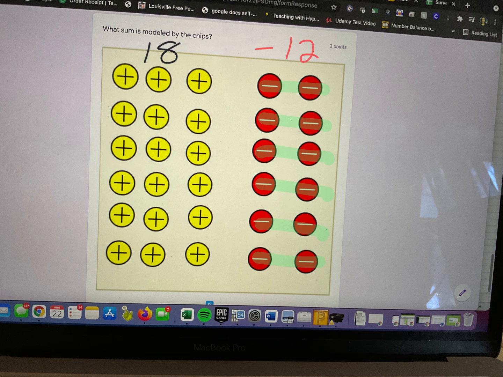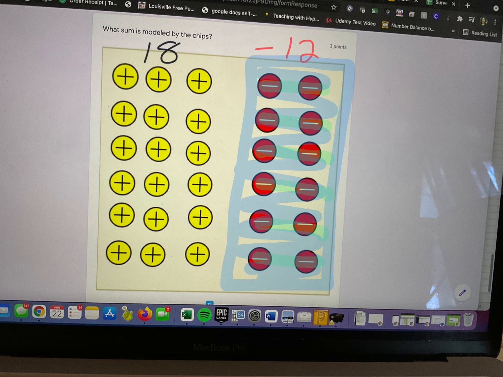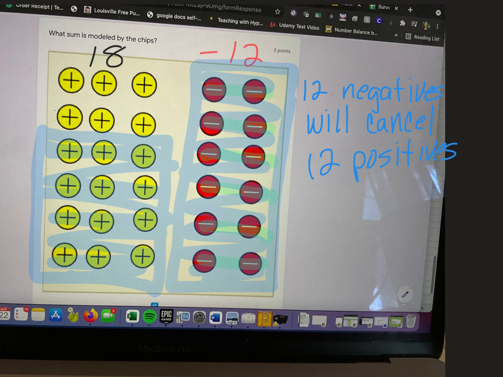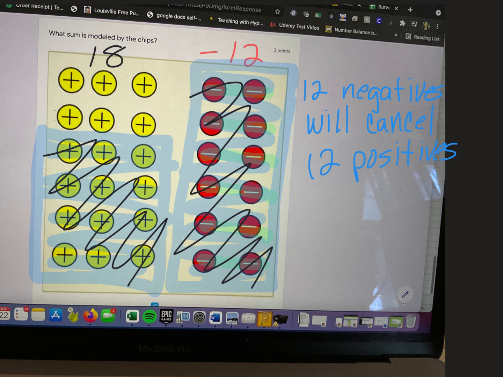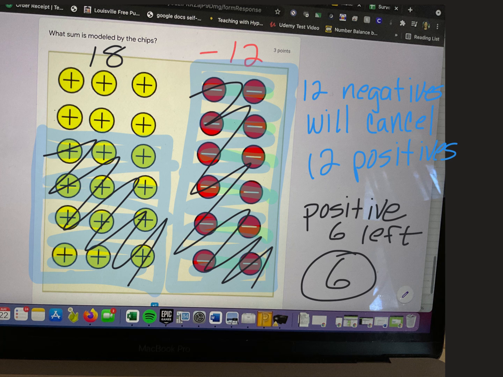So what's going to happen is that these 12 negatives are going to cancel out 12 of those positives, right? So those 12 negatives canceled out those 12 positives. So those are basically all gone now. And then what do you have left over? You have positive 6 left. So if you combine a positive 18 with a negative 12, you get a final sum of positive 6.